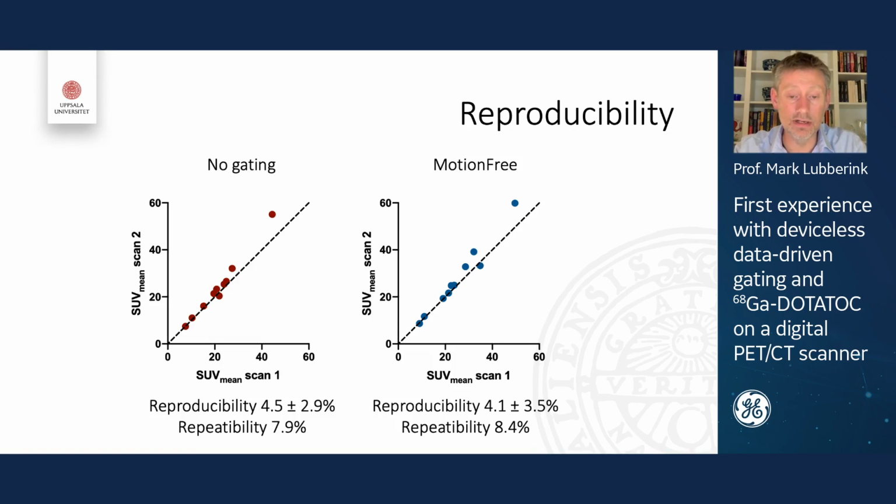So the count statistics in the non-gated and MotionFree images are the same. As you can see here, the reproducibility of the non-gated images and the MotionFree images was actually fairly similar, with a mean difference between scans of 4.5% without gating and 4.1% with MotionFree. And as you can see, on average, all the values in scan 2 are a bit higher, but that is because the SUV of DOTATOC is still increasing at 65 minutes after injection. So the actual signal is not constant.